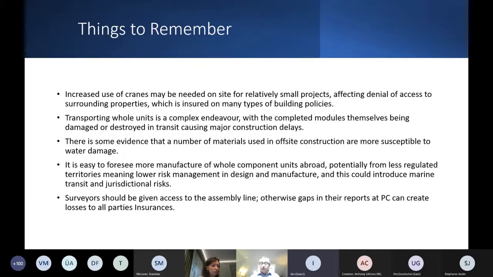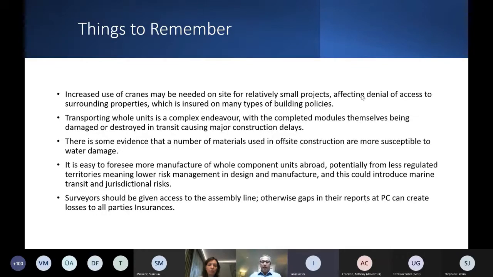So surveyors or risk surveyors should be given access to the assembly line. Assembly line here is the fabrication location, to look at things periodically and to make sure that this is being done correctly, because if a mistake is incorporated into the design or the fabrication of the unit, then it becomes a serial mistake, a serial problem that will repeat itself everywhere else. I'll bring it back to Marina to talk about the underwriting considerations right now. Thank you.